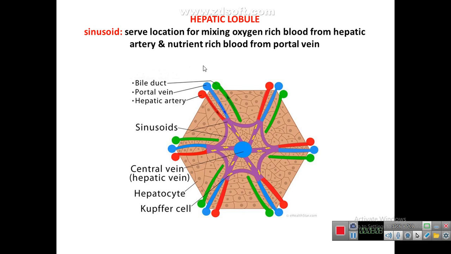The function of the sinusoid is that it serves as the location for mixing oxygen-rich blood from the hepatic artery and nutrient-rich blood from the portal vein. Then the central vein or hepatic vein. These are the cells of the liver known as hepatocytes, and in the sinusoid these yellow structures are the Kupffer cells or phagocytes.